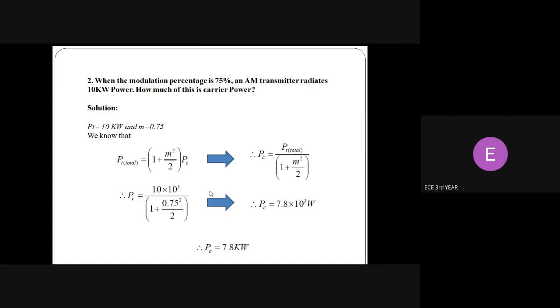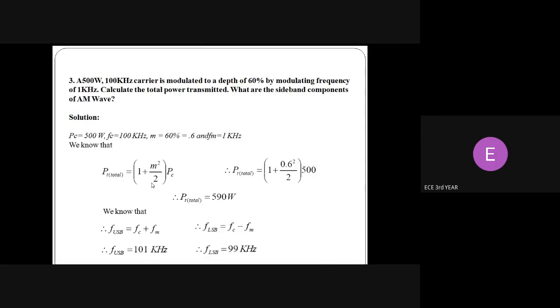So 10 into 10 to the power 3 divided by 1 plus, instead of M square, we should go for the modulation index, which is 0.75 squared, divided by 2. Everybody should have the calculator, and we can get the answer as 7.8 into 10 to the power minus 3 into 10 to the power 3 watt. So the power used for the carrier is 7.8 kilowatts.